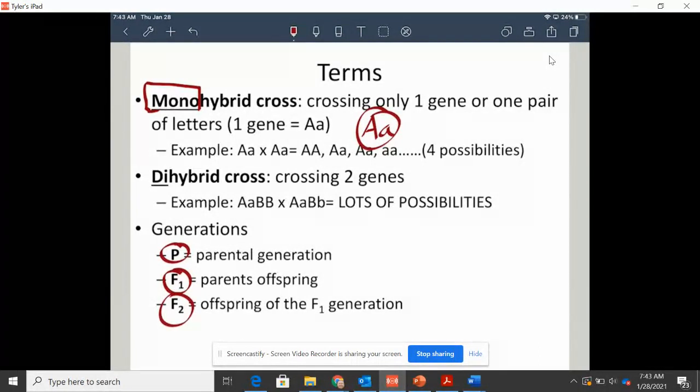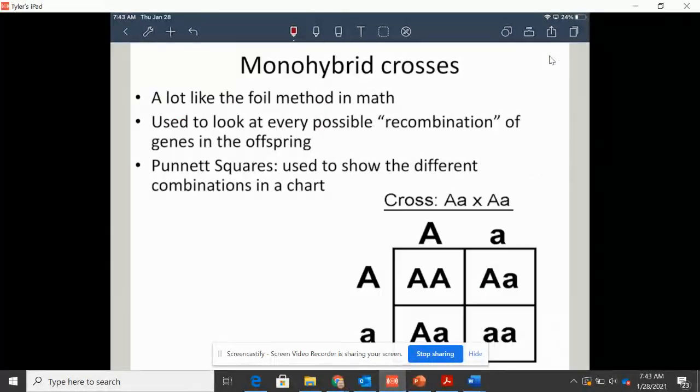Or, think of parents as like grandparents. This would be the parents. This would be like the kids. Or this would be like parents, kids, grandkids kind of thing. Okay. All right. So let's try a monohybrid cross.